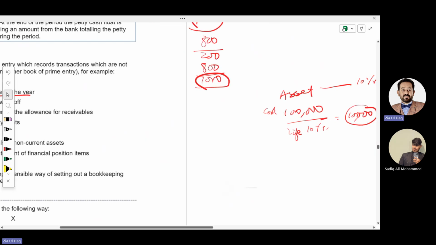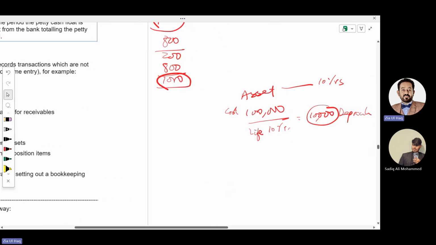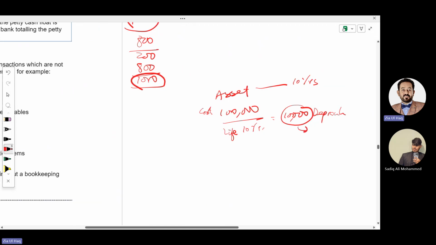How will we record depreciation? We can calculate depreciation like this: cost divided by life. This is the per year depreciation. Every year, the company will charge this depreciation. Where? In the profit and loss account.